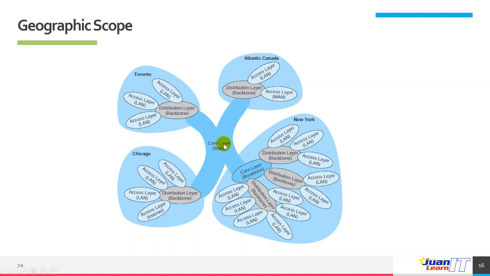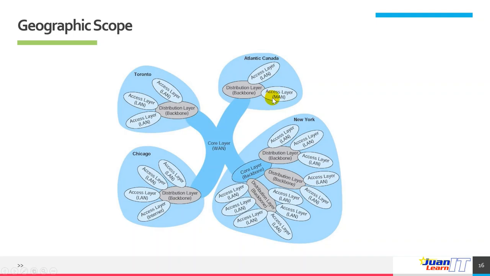The Toronto location, for example, has a distribution layer. You've got a BN, or backbone network, connecting three distinct access layer LANs, which could be three distinct LANs in the same office building. Chicago also has a similar structure with the addition of a fourth access part that connects to the internet. And the Atlantic Canada network design has two distinct access layer parts: one is a LAN and the other is an access layer MAN using dial-up.